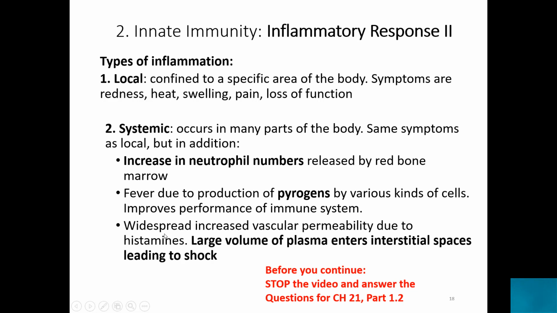And finally, widespread increased vascular permeability due to histamines causes a large volume of blood plasma to leave blood vessels and enter interstitial spaces. And in some cases, blood pressure drops significantly, and it can lead to shock.